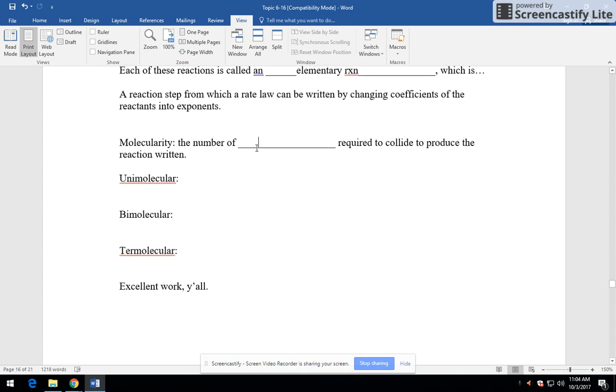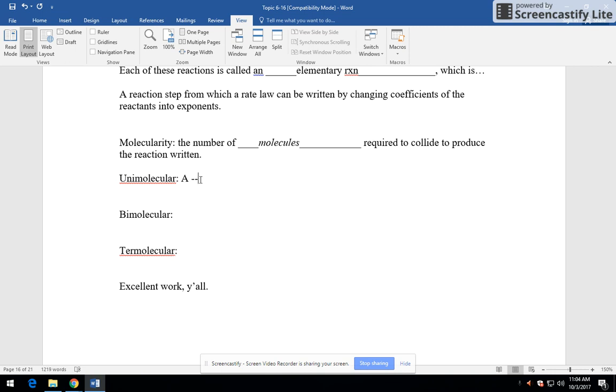So molecularity is the number of blank required to collide to produce a reaction written. Come on now. Context. Molecularity is the number of... Okay, I think you actually got this one. I'm going to make a wild guess and say that you got molecules. They're required to collide to produce the reaction written. Unimolecular. How many molecules is that? 1. Right.